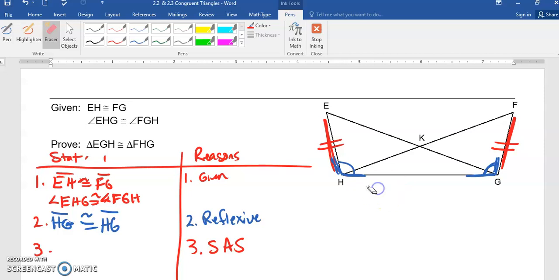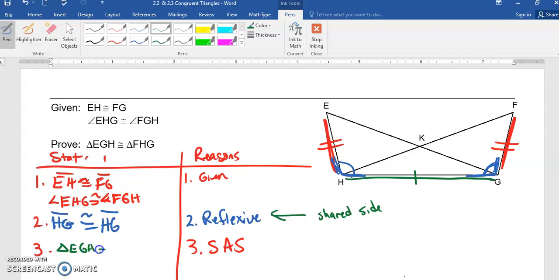Alright, so just going to recap this one just a little bit since I ran out of time right at the end there. Whenever they share a side, you're going to use the reflexive property, because anything is equal to itself. Okay, but then you can see what's marked as the shared side, the red sides, and the included angles, those blue ones. So that does give us triangle EGH congruent to triangle FHG.